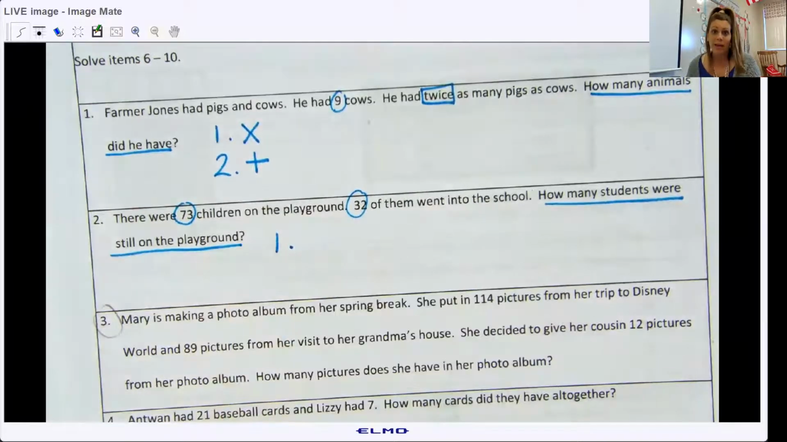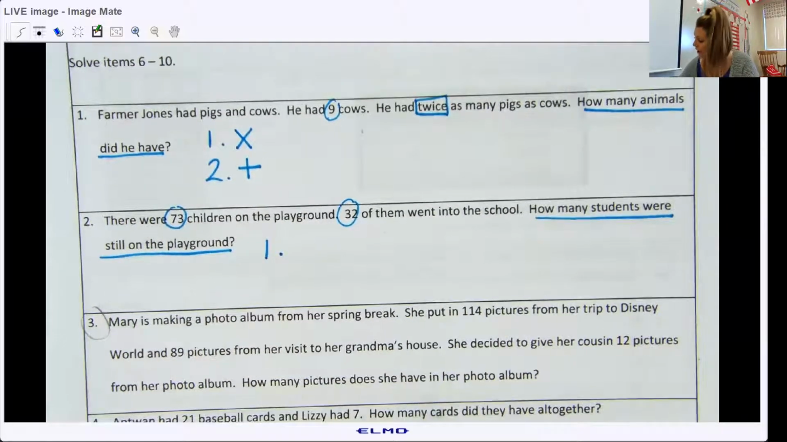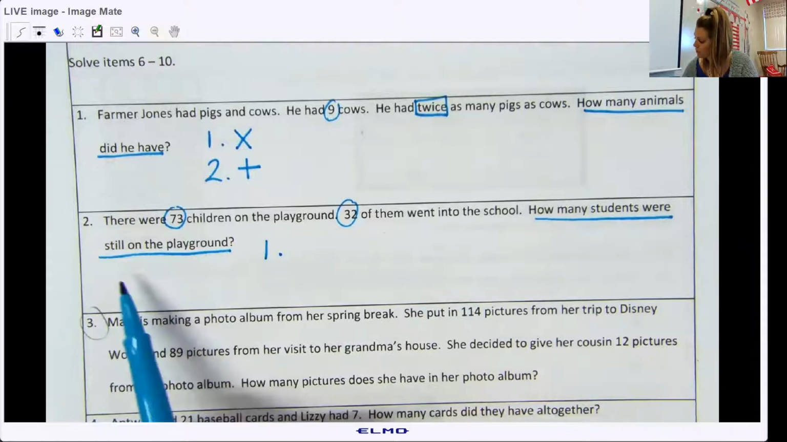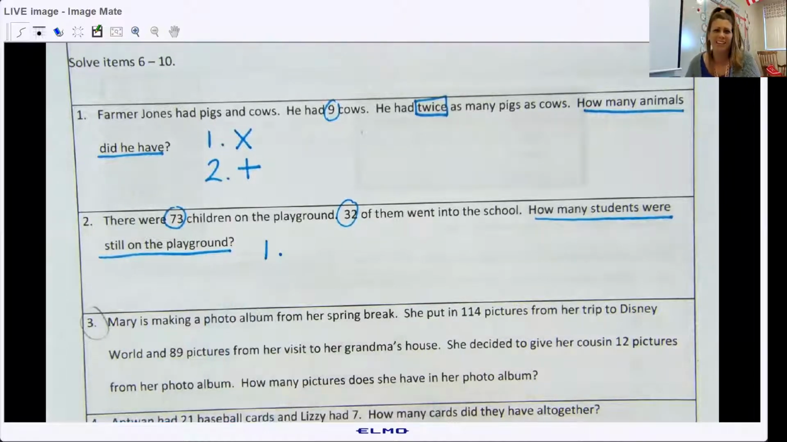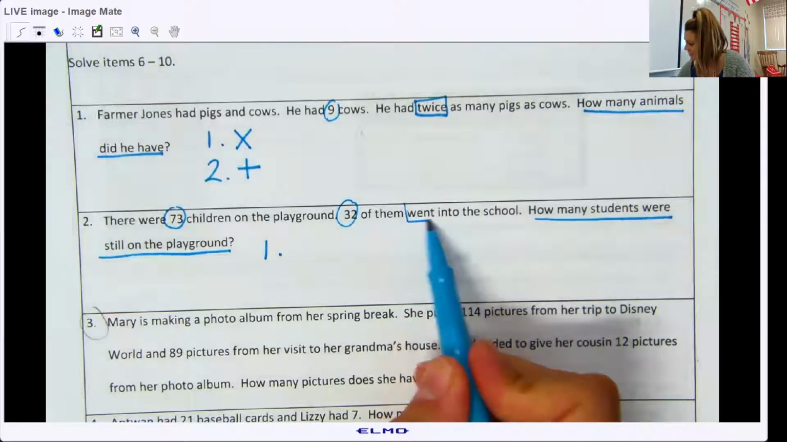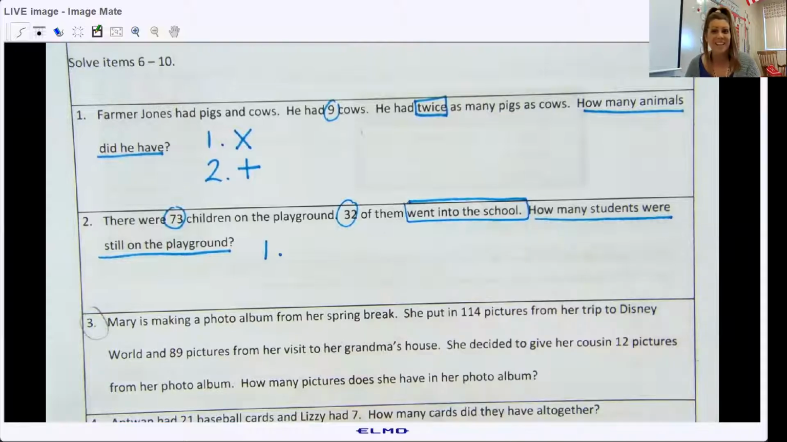It's a 1-step, right? And what are you going to do to figure out how many students were still on the playground? Was there anything that helped you know? There's 73 children on the playground. 32 of them went into school. That's not a keyword that we printed out on our keyword list. But if 32 of them are going into the school, what are you doing? What does that mean? Are we adding more? Are we taking away? Are we breaking apart?